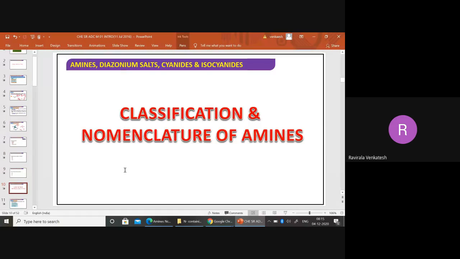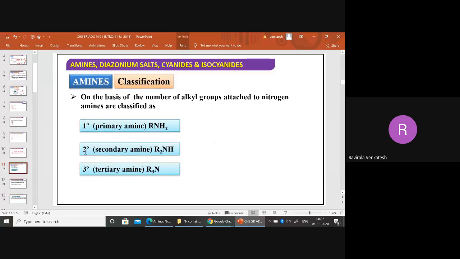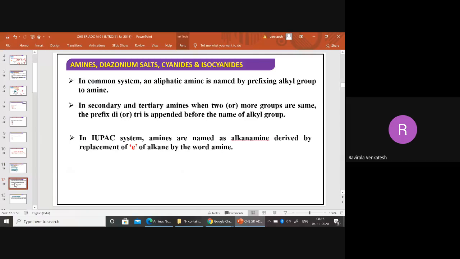Next, classification and nomenclature. Let me discuss now. So I told you how many types generally we are having: primary, secondary, tertiary, and quaternary. But quaternary generally happens because of the addition of an alkyl halide. So generally there are three classifications. Primary, RNH2 primary, dialkylamine secondary, trialkylamine is called tertiary amine, isn't it?